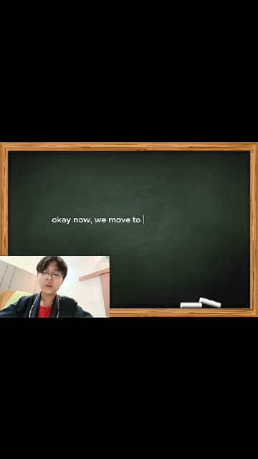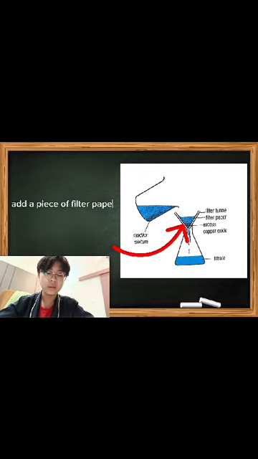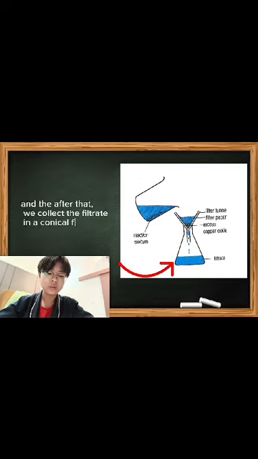Okay, now we move to the next step. The next one is to let the beaker cool down. Then remove the excess copper oxide by using a filter funnel and a piece of filter paper to filter the contents of the beaker. And then after that, we collect the filtrate in a conical flask.